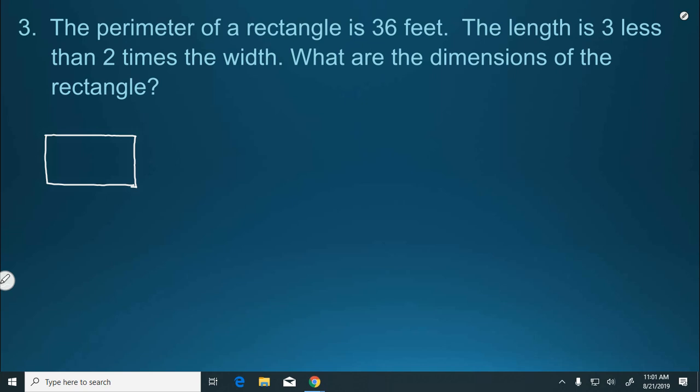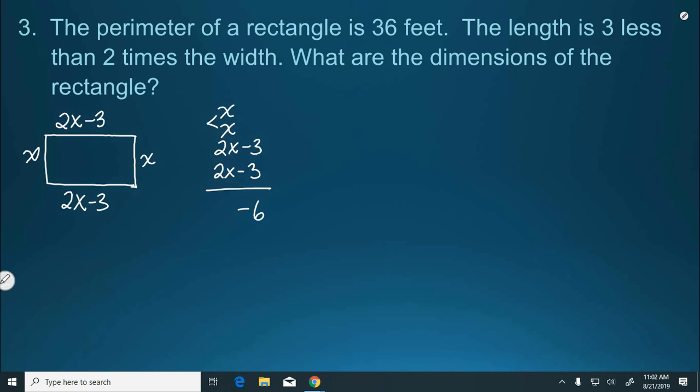Okay, so we're going to use the width as just x since the length is being compared to the width. And the length is 3 less than 2 times the width. 3 less than 2x, so 2x minus 3. Now again, we have perimeter, so we're going to add all those sides up. -3 and -3 is -6. 2x, 2x, and 2x, those are 2 x's there, gives me 6x. So my equation is 6x minus 6 equals 36.